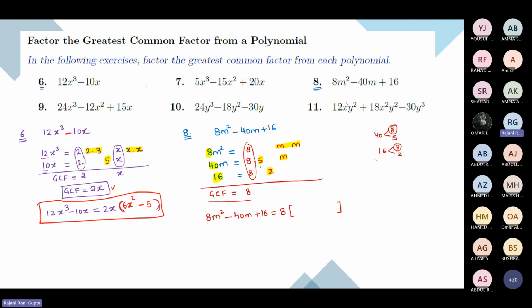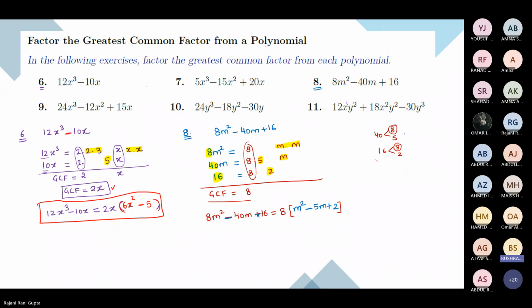So this gives you from the first one, m power 2. Keep the same sign. Here it's minus, so write minus 5m. Here it's plus, so use plus 2. Clear?